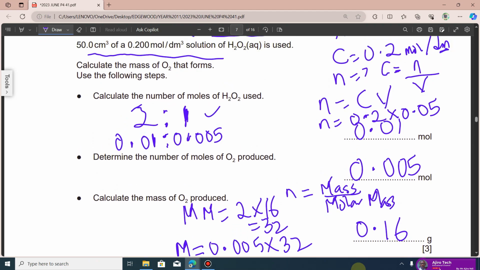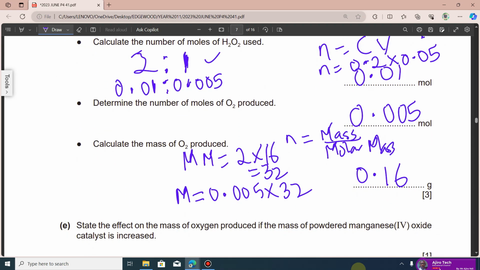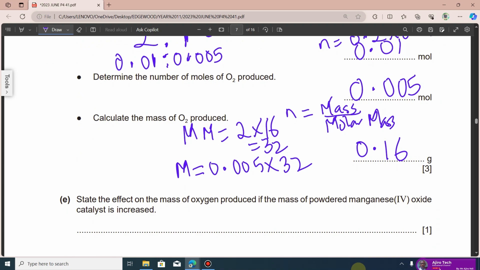So what we have done is we've used the formulas to bring out the relationship between the entities we are trying to calculate for. That is very important. Now the next question says, state the effect on the mass of oxygen produced if the mass of powdered manganese(IV) oxide catalyst is increased. No matter the mass of a catalyst used, no effect, okay? The catalyst does not affect the quantity of the product, so there is no change on the mass.